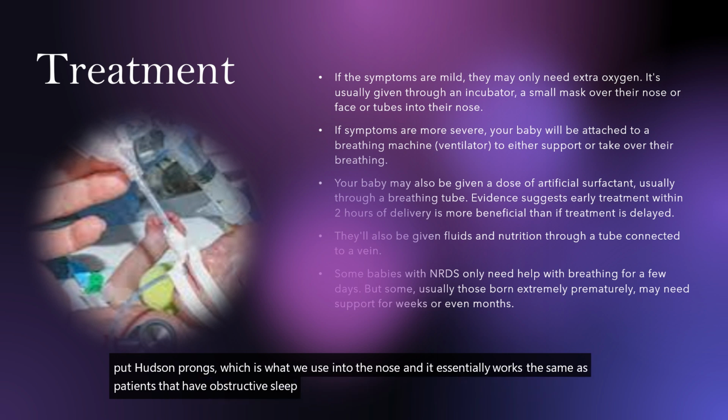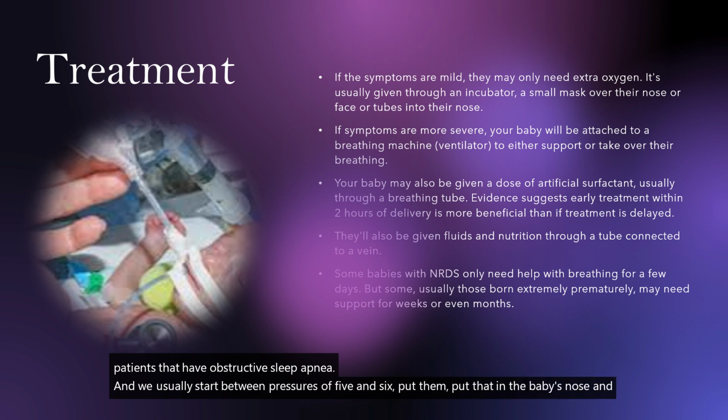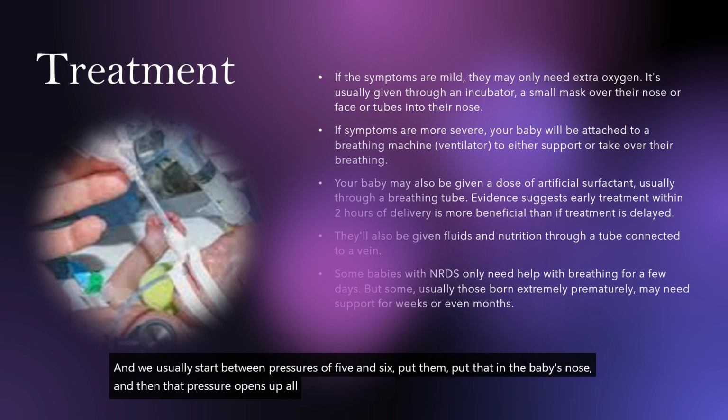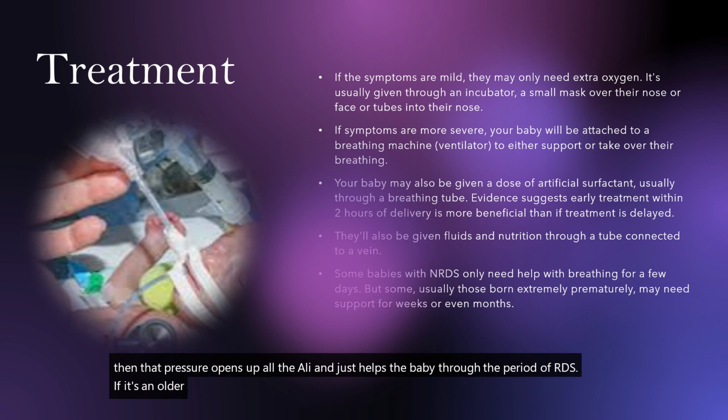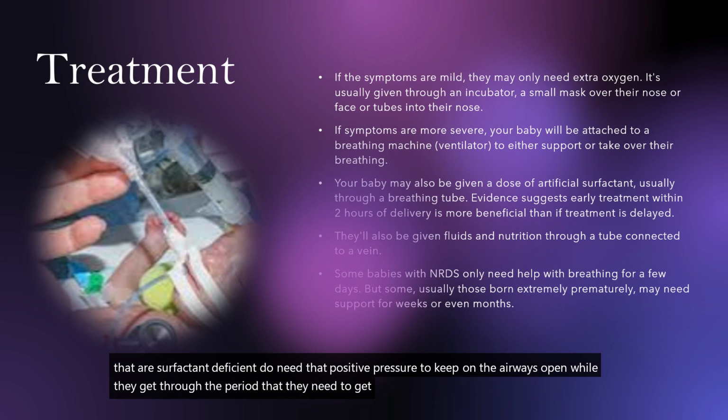And we usually start between pressures of 5 and 6. Put that in the baby's nose, and then that pressure opens up all the alveoli and just helps the baby through the period of RDS. If it's an older infant, a 35 plus weeker, we can try to use a nasal cannula, but sometimes babies that are surfactant deficient do need that positive pressure to keep the airways open while they get through the period that they need to get through.